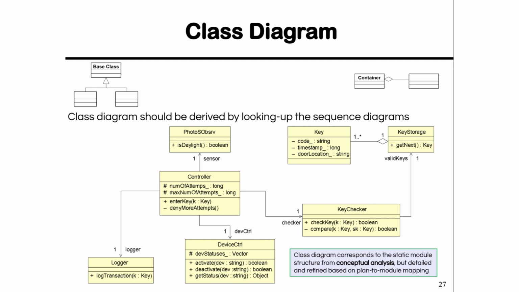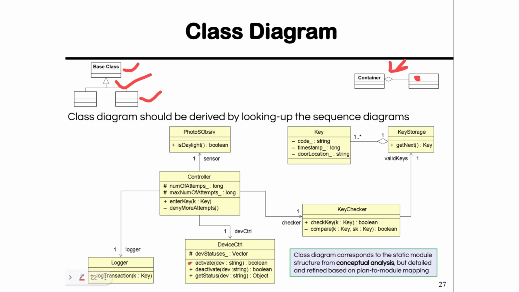So class diagram basically corresponds to the static module structure for conceptual analysis, but it's very detailed and refined in comparison with the sequence diagram. You might have various classes with different types of relationships. Here, for instance, this has an inheritance relationship. Here we have a base class. Here we have a leaf class or a child class. The above one is a parent class. Here we have an association or aggregation relationship between a container and a child class. The same is true for all these classes.